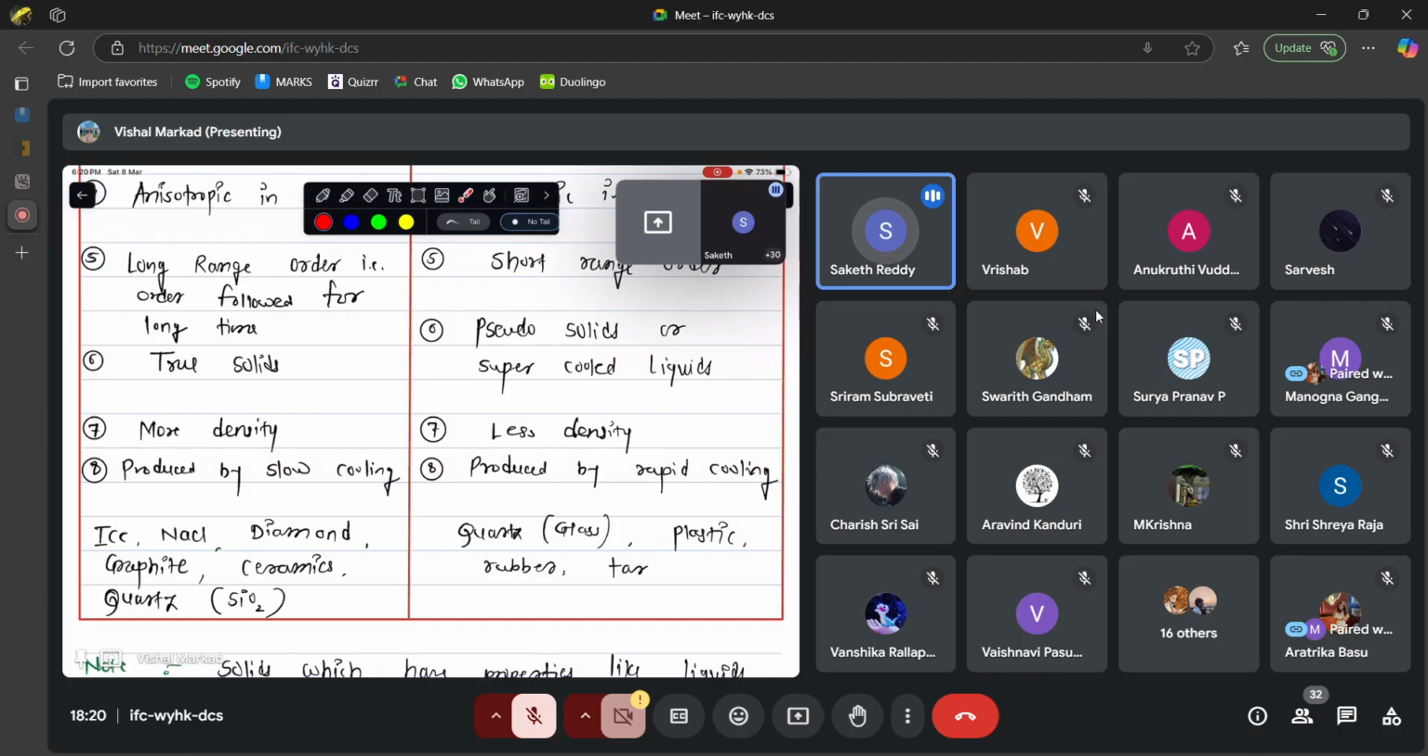Sir, then what do you call ice? Is it a solid or a supercooled liquid? So at normal temperature, ice exists in which format? Solid. And water at normal temperature? Liquid. Is it a supercooled liquid then? Okay. That is a normal liquid only.